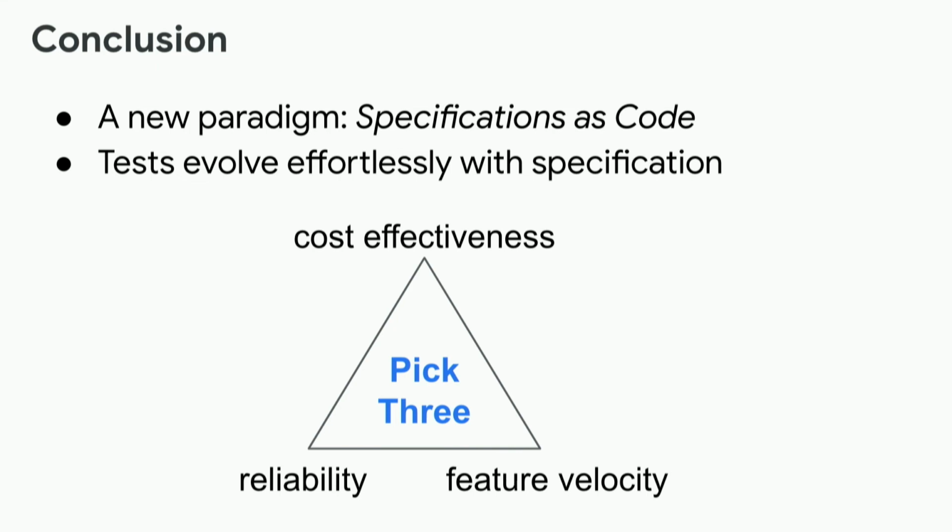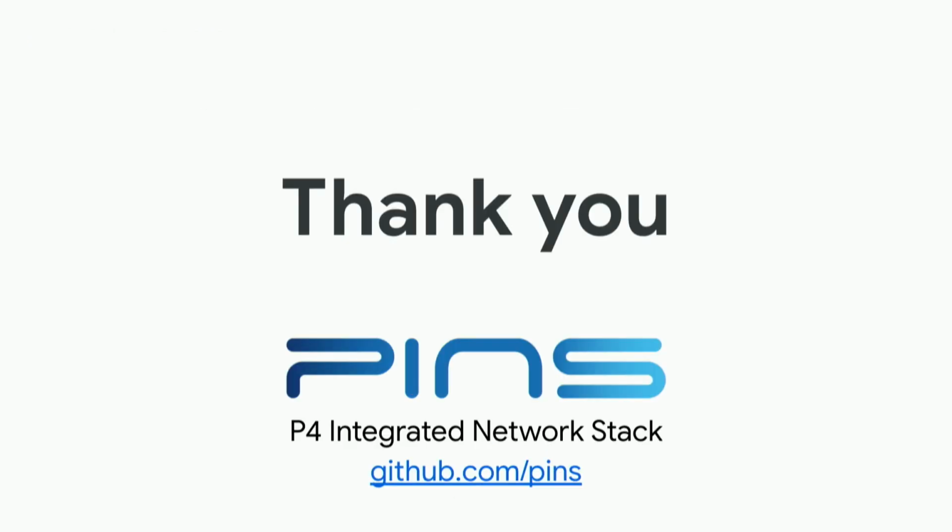And so this means that our tests evolve effortlessly with the specification. Whenever we change the specification, we immediately have new tests to check that the switch behaves according to this new specification. And so we really get these 3 things: cost effectiveness, reliability, and feature velocity. So with that, thank you, and looking forward to your questions.